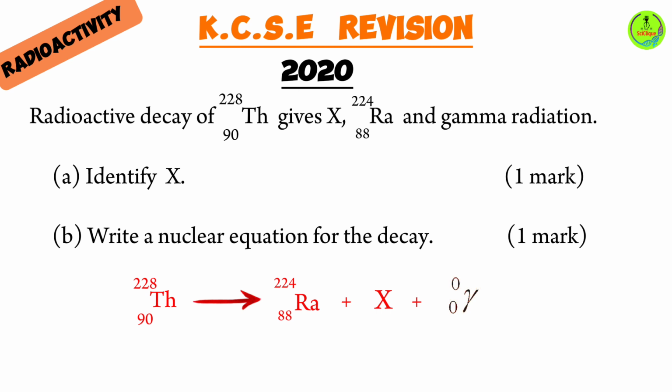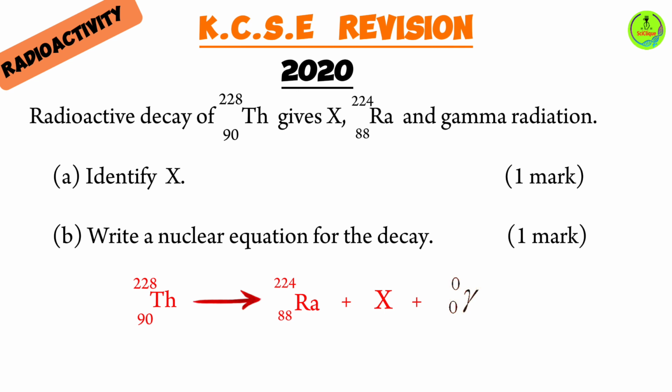Gamma rays have no effect on the atomic number or the mass number. And as we can clearly see from this, we are having a change in the atomic and mass numbers. So this is either going to be alpha or beta radiation taking place. Now let us summarize this information by writing a nuclear equation. So there we have thorium giving rise to radium, X, and that represents the gamma particles.